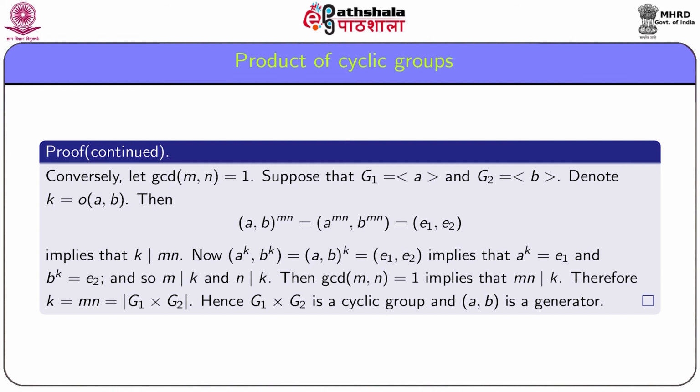G1 cross G2, and this implies that a to the power k equals e1 and b to the power k equals e2. Since the order of a is equal to m, m divides k, and similarly n divides k. Also, we have m and n are relatively prime, and hence their product mn divides k. Therefore, k equals mn and the result follows.